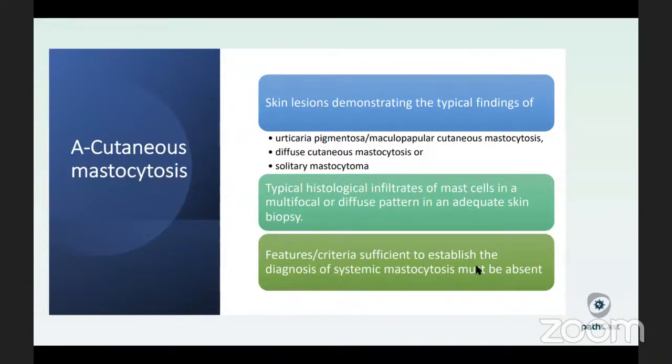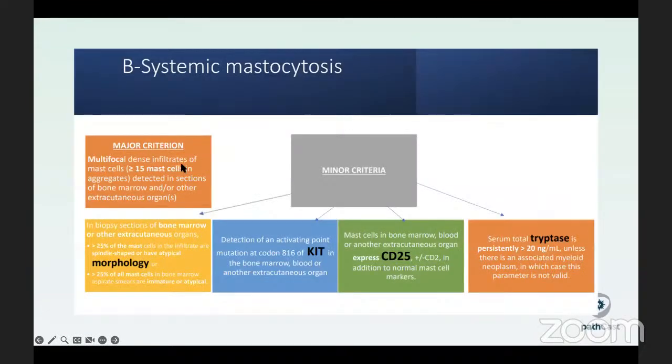Mastocytosis could be only cutaneous if it does not fulfill the requirement for systemic mastocytosis. It should have multiple or multifocal aggregates of mast cells and does have different skin lesions. Systemic mastocytosis should have major criteria or minor criteria. Major, we have multifocal dense aggregates, more than 15 cells in the bone marrow or other extracutaneous sites, and minor criteria, depending on the morphology: abnormal morphology of the mast cells, more than 25% of them immature or atypical or spindle-shaped in the core biopsy.